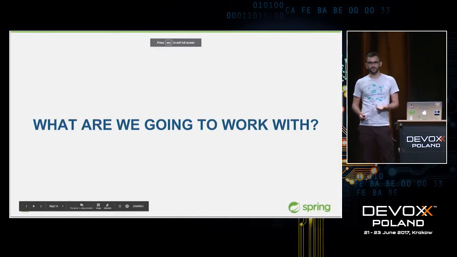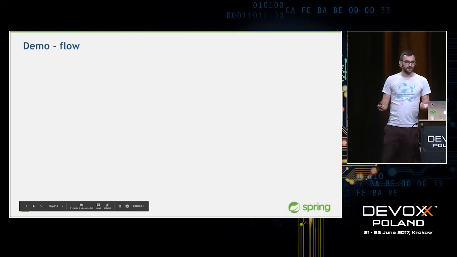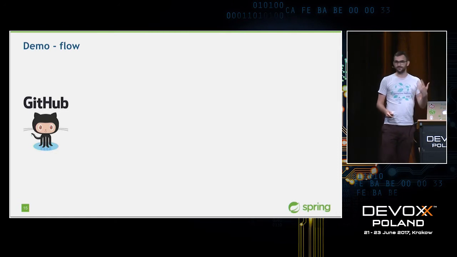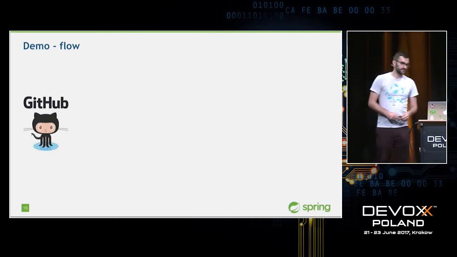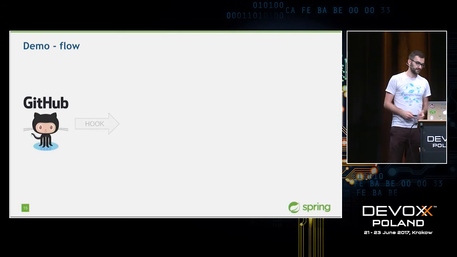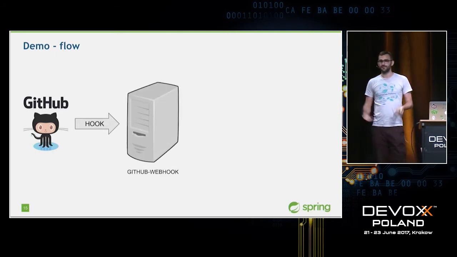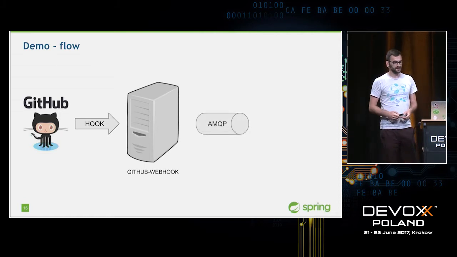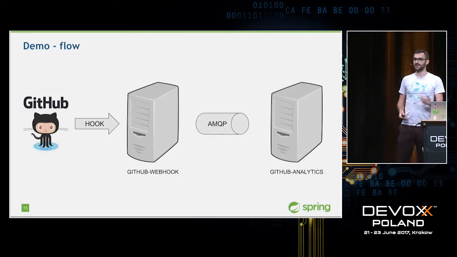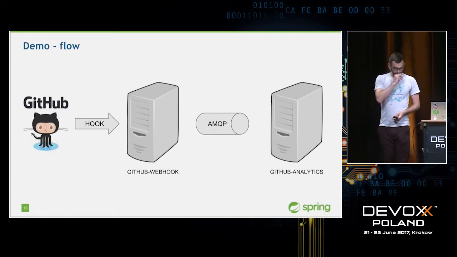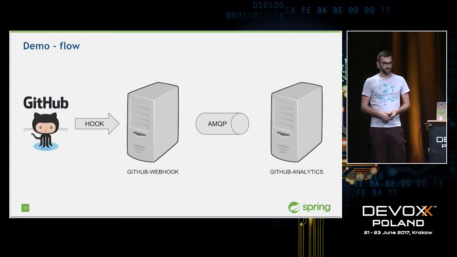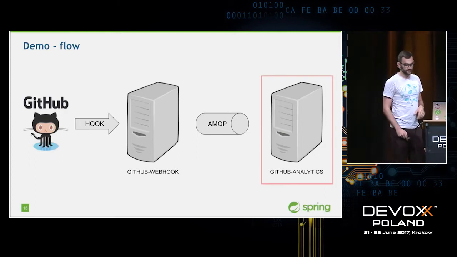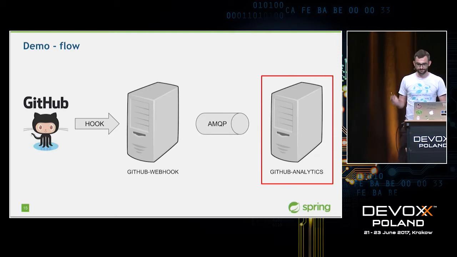So what are we going to work with today? We have some sort of a demo app. We have GitHub. GitHub is emitting events, like issue created, or something like this. And GitHub Webhook is the app that listens to those hooks. They come via REST, and then it sends the message via messaging to GitHub Analytics. Very simple case. GitHub sends hooks, GitHub Webhook catches them, and messages are sent via AMQP. So we're going to focus mostly on this part.